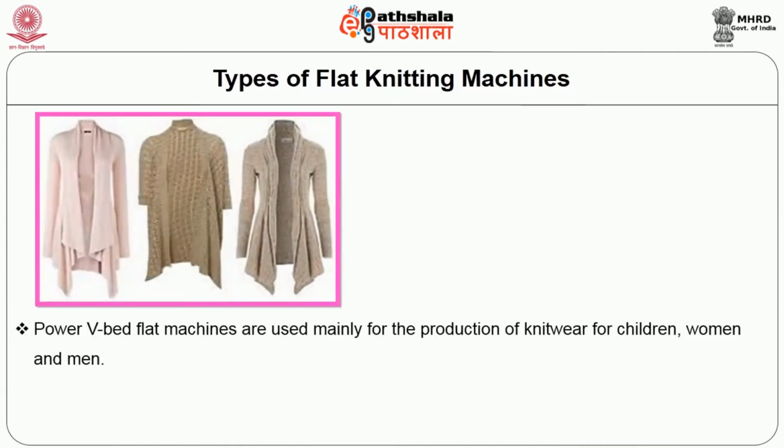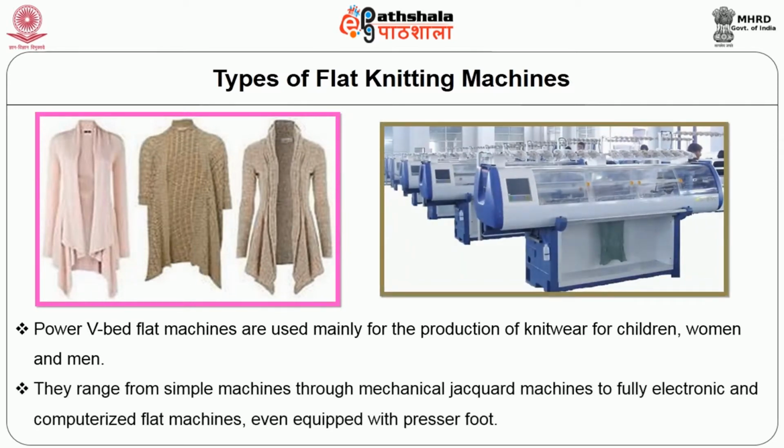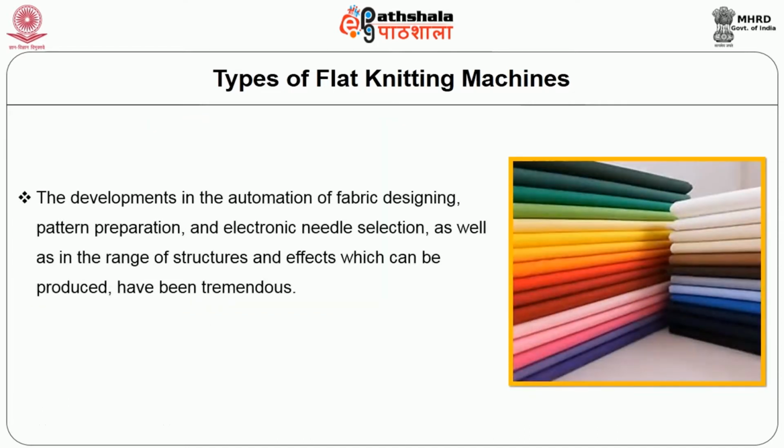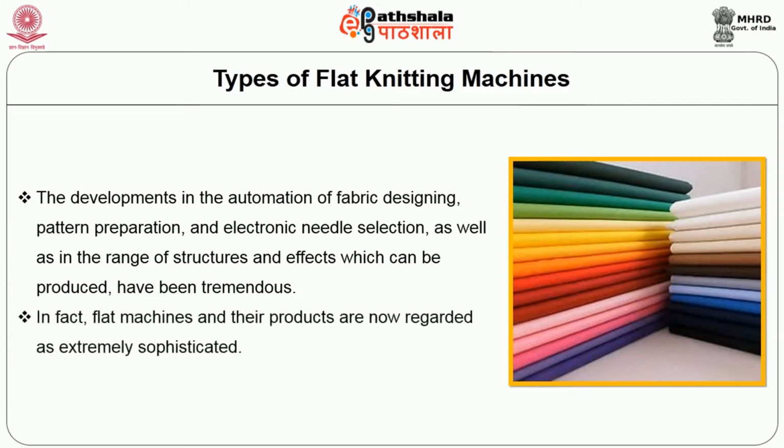Power V-bed flat machines are used mainly for production of knitwear for children, women and men. They range from simple machines through mechanical jacquard machines to fully electronic and computerized flat machines, even equipped with pressure foot. The developments in the automation of fabric designing, pattern preparation and electronic needle selection, as well as in the range of structures and effects which can be produced, have been tremendous. In fact, flat machines and their products are now regarded as extremely sophisticated.